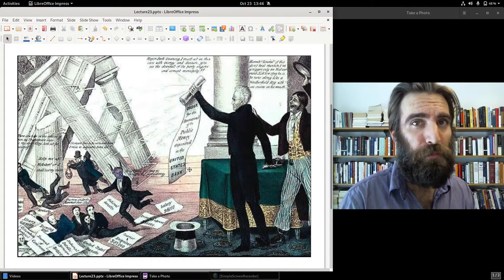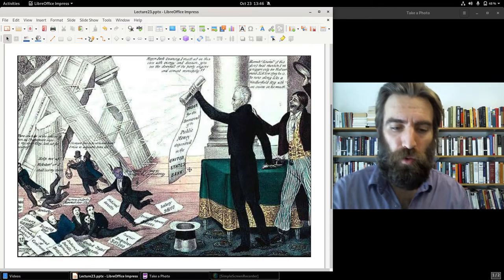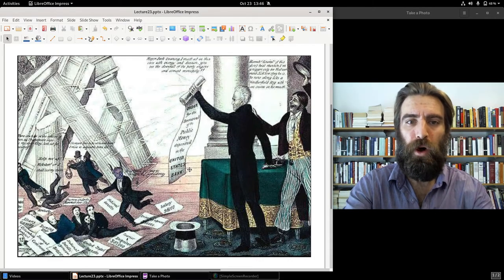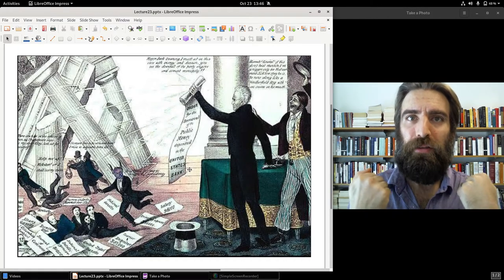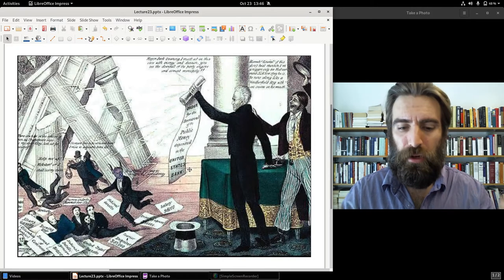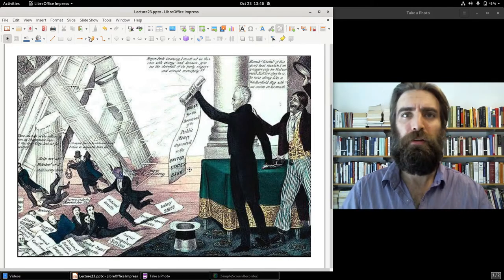If you've been keeping up with our lectures, you know what that means, because one of the functions of the Bank of the United States was accepting federal deposits from the government, and having them deposited at the bank. What does this have to do with the bank war?